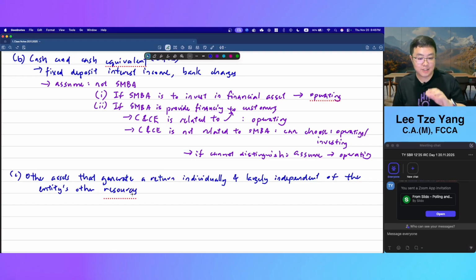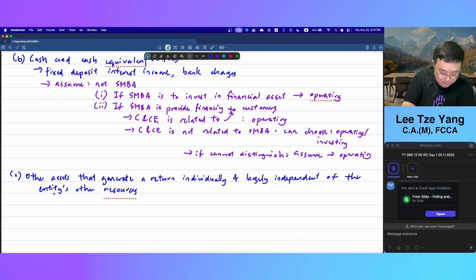Other asset that generates a return individually and largely independent of the entity's other resources. In short, C just means they earn passive income. Okay, passive income, like an investment property, if not my SMBA. I have an investment property and earn some rental income, or I just invest in shares and earn some dividend income, like that.